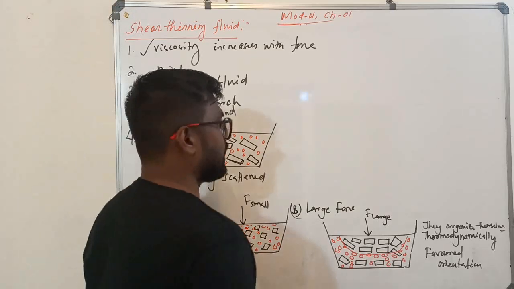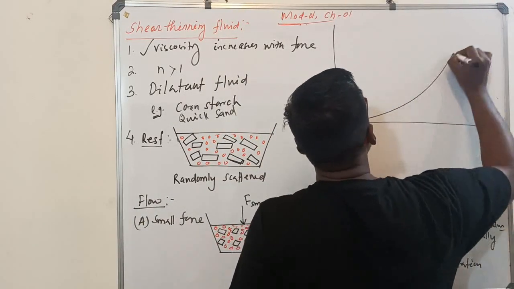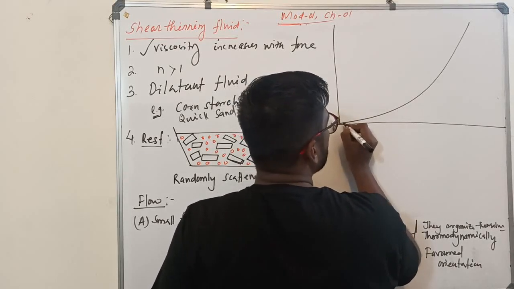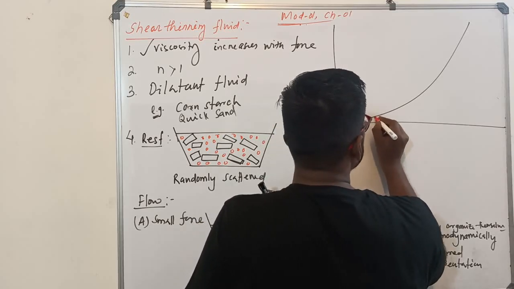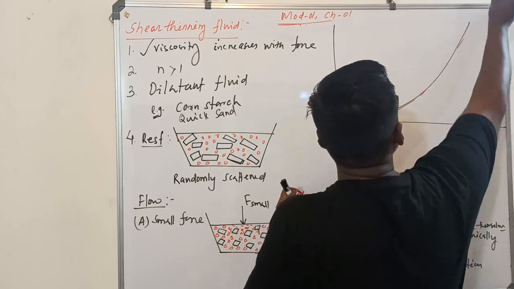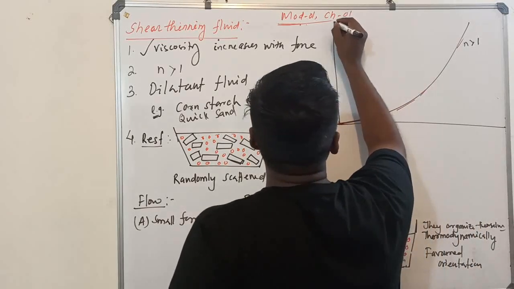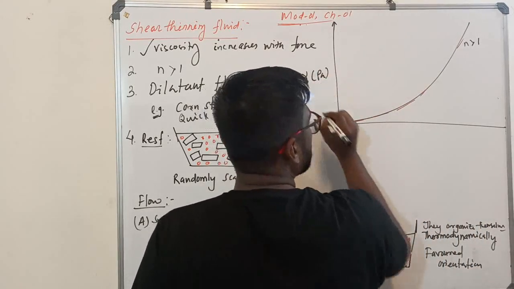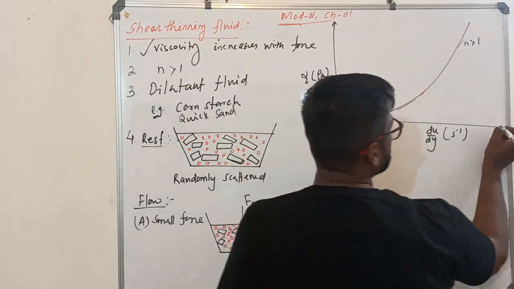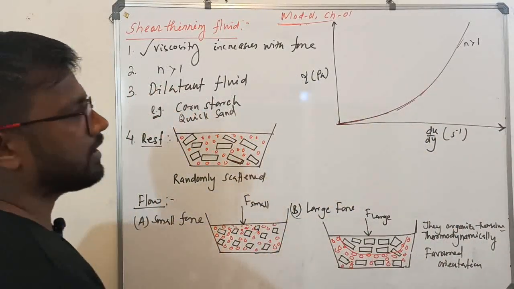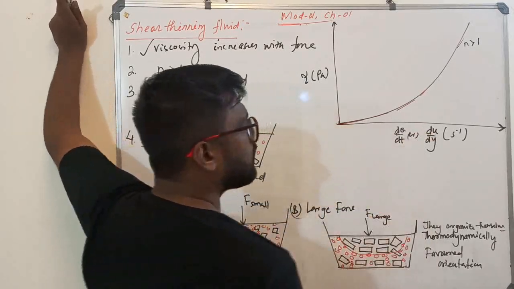Now, if we draw its graph, what happens? Your slope increases. Here, slope is zero, then more slope. If we draw a tangent here, what happens? Nearly zero. Then it increases. So as you go above, your slope increases. That's why your n is greater than 1. This is the graph between shear stress along the y-axis and the velocity gradient, or rate of shear strain d theta by dt, along the x-axis.